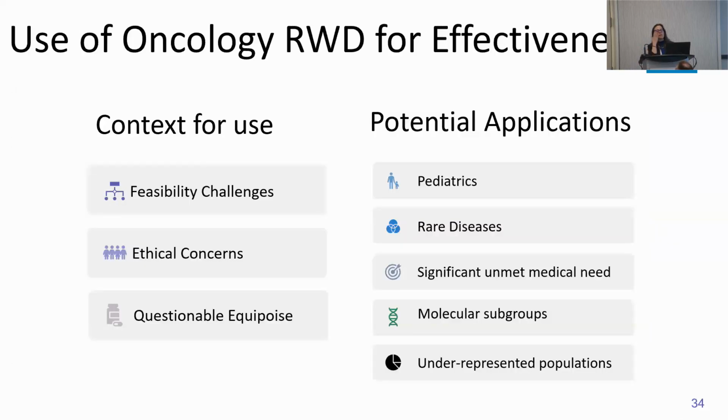In the context of use of oncology RWD for effectiveness, I think it's important to mention that randomization is important. So when you can randomize, you should randomize. And then in instances, for example, when there are feasibility challenges, ethical concerns, or questionable equipoise, it may be appropriate to use real-world data to answer the study question. Some applications of that are in pediatrics, rare diseases, areas of significant unmet medical need, molecular subgroups, and underrepresented populations to advance health equity.